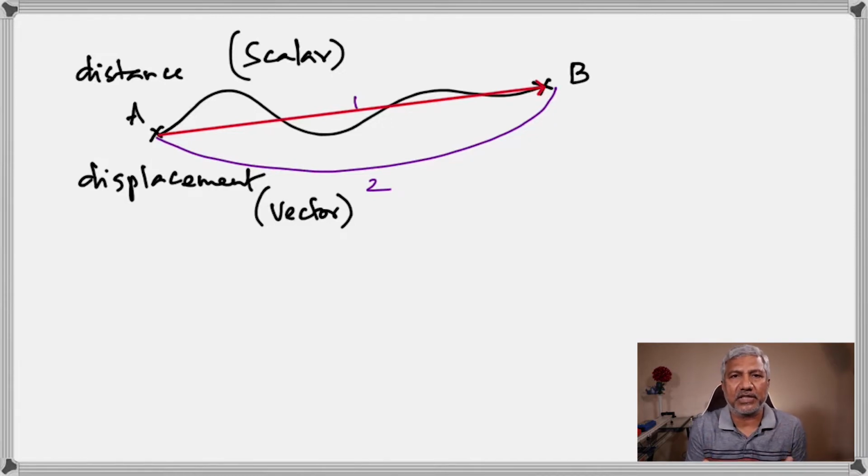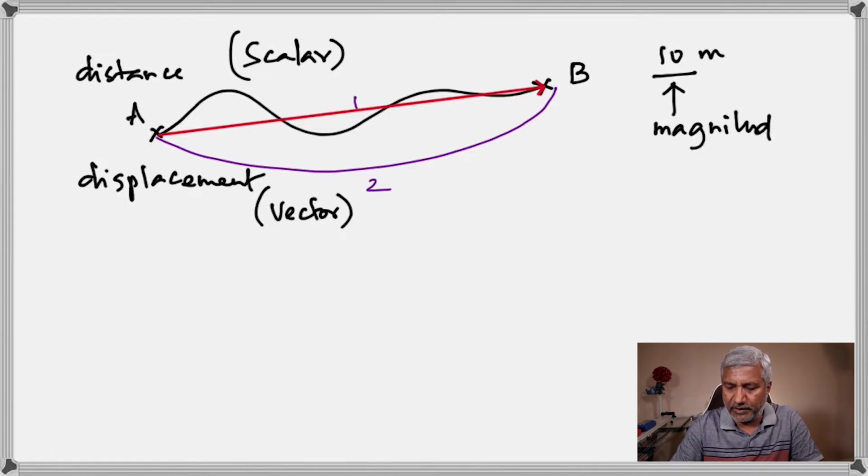For example, we might say that the distance is 10 meters. So that's the size. 10 is the size, or it's called the magnitude. So it has the magnitude, and of course this is the unit. So distance is a scalar because it only has magnitude and a unit attached to it. So 10 meters, or it might be 2 miles.